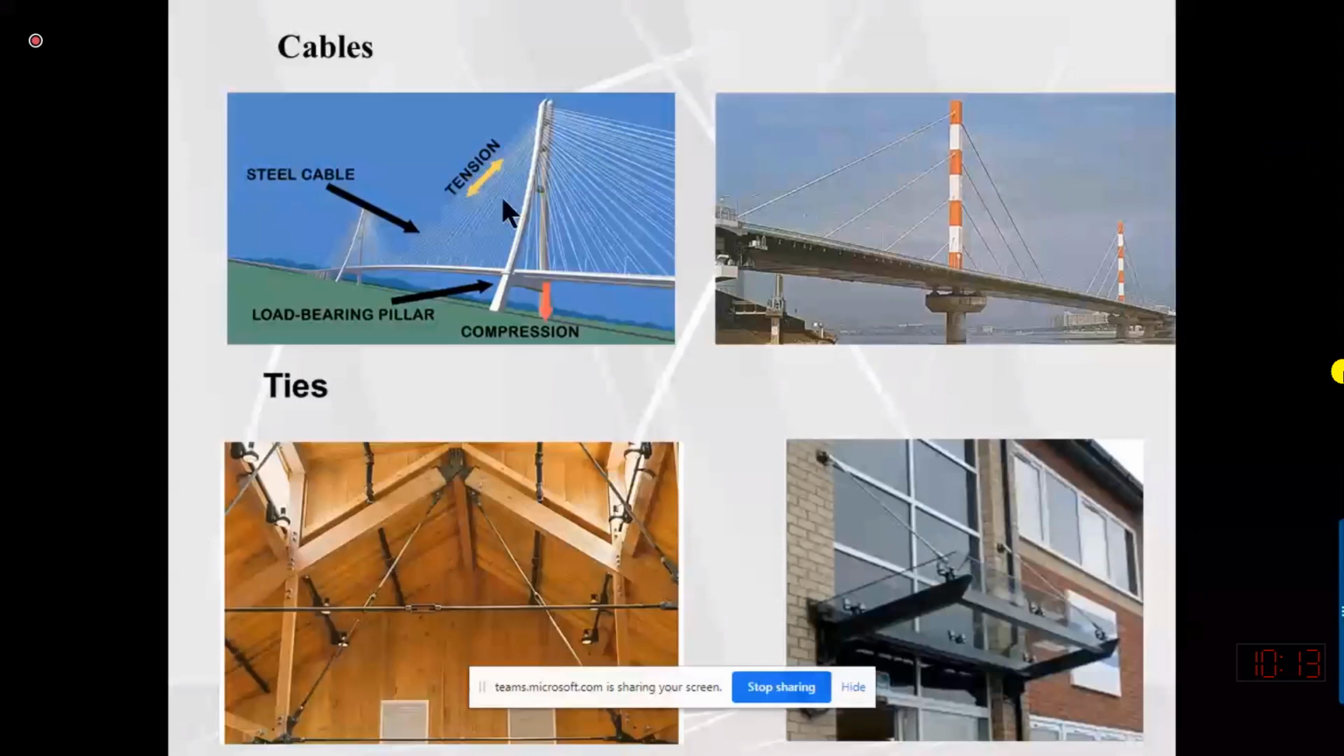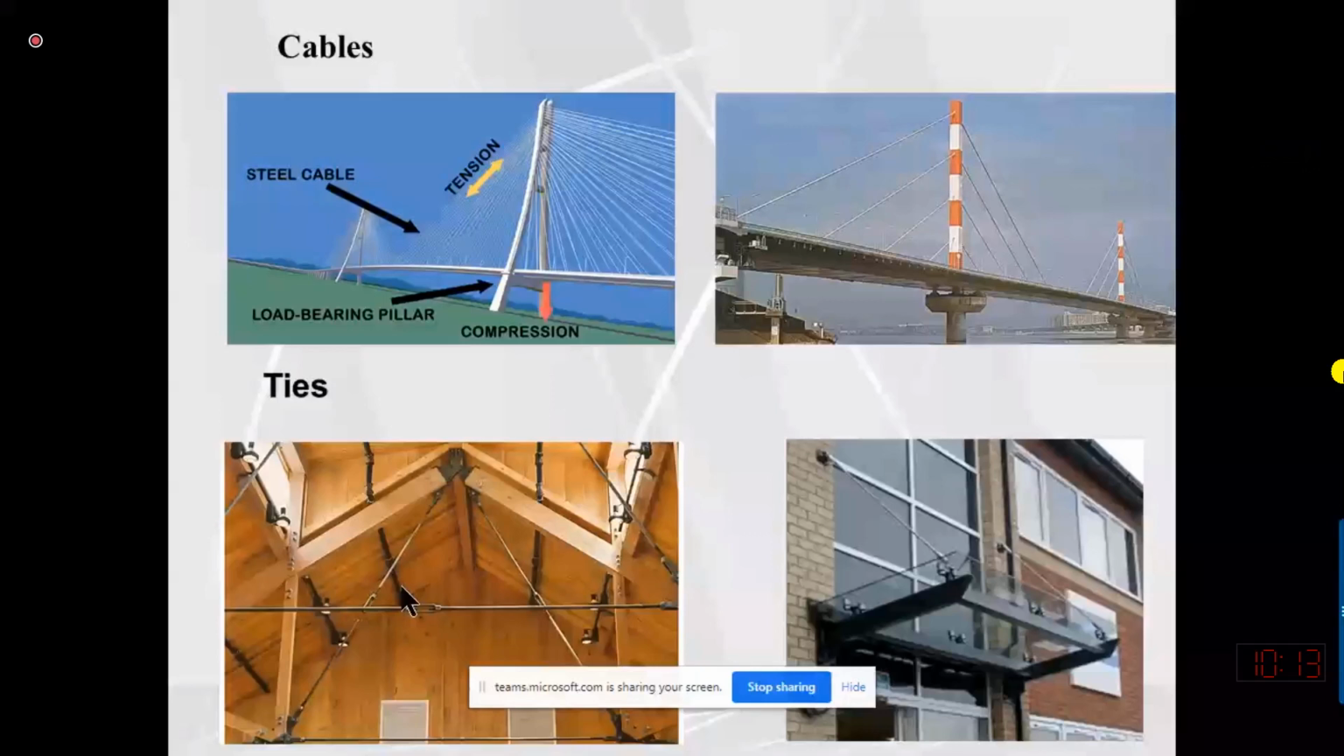For example, in some cases in trusses, we are using rods which are called tie rods. This tie rod is used at the bottom as a bottom chord, and instead of a steel structural shape, we are just using a rod. So this rod is subjected to tensile forces. The unknown will be the diameter.